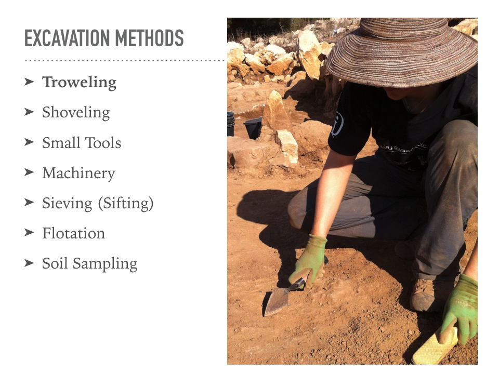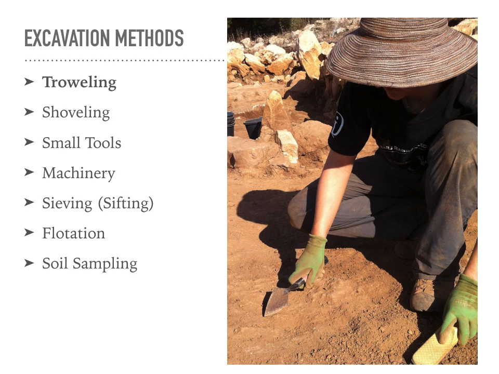So we're going to talk about these different excavation methods that we sometimes use. Troweling, shoveling, small tools, machinery, sieving, flotation, soil sampling. These are all things that if we were doing a field school, these are the things that we would do. This person is posing for a photograph showing maybe a proper way to trowel.